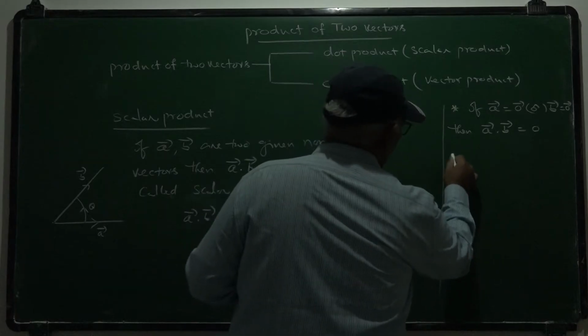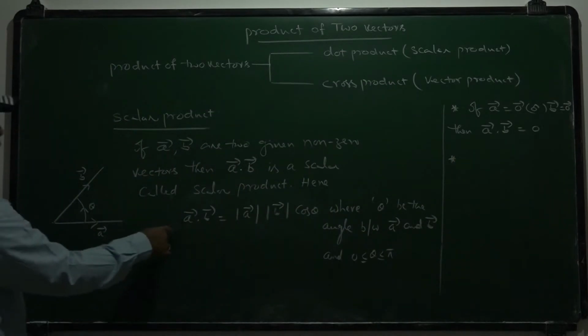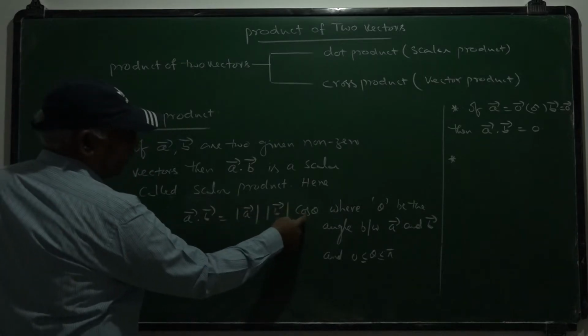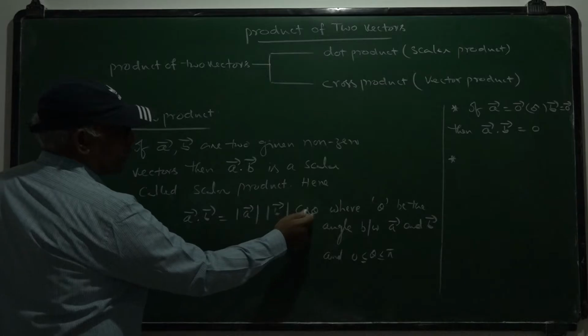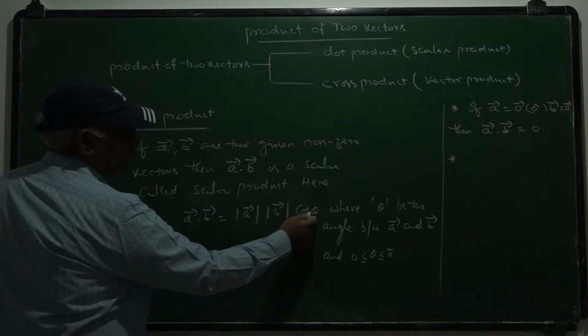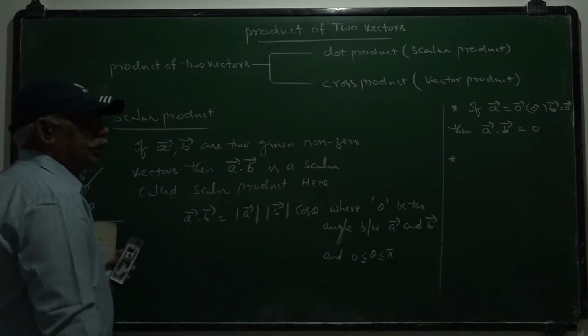Moreover, if the angle between two vectors a bar and b bar is 90, that means a bar is perpendicular to b bar, then in such case theta takes the value 90. Cos 90 is 0. In such case also the dot product is 0.